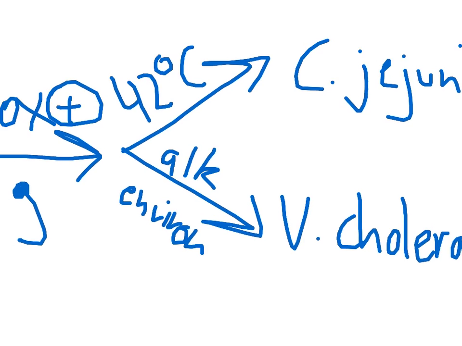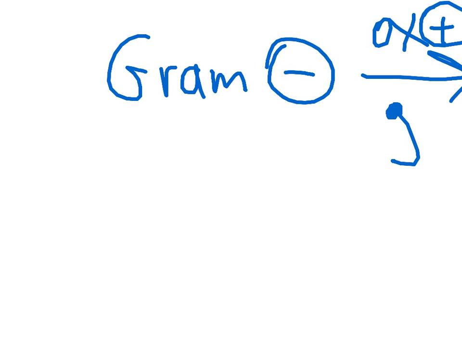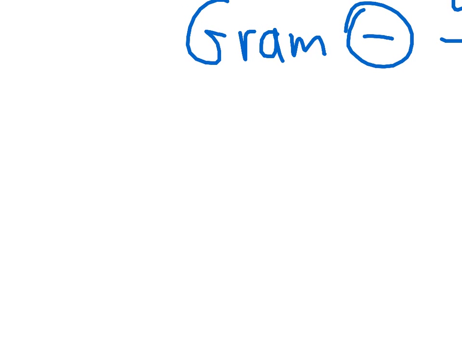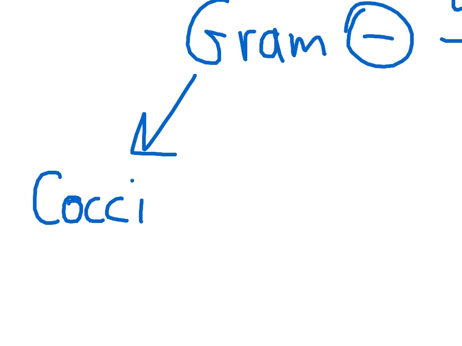Okay, so now we look, and it's not comma-shaped. Maybe it's oxidase positive, but it's not comma-shaped. So then we'll look at the shape of some others. The first thing we can look at is if they are cocci, or say diplococci or something like that, then we know that it's Neisseria.